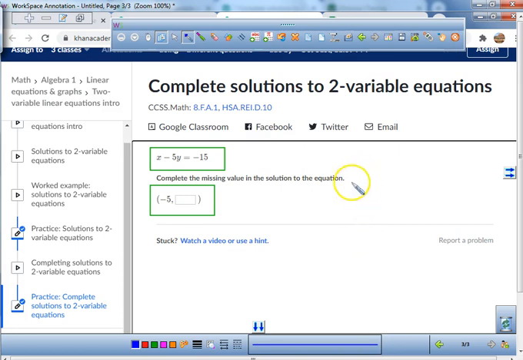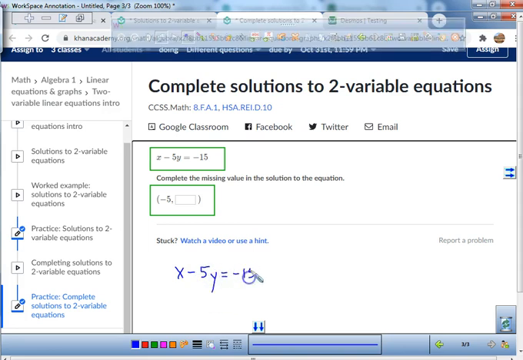All right, so we have x minus 5y equals negative 15.